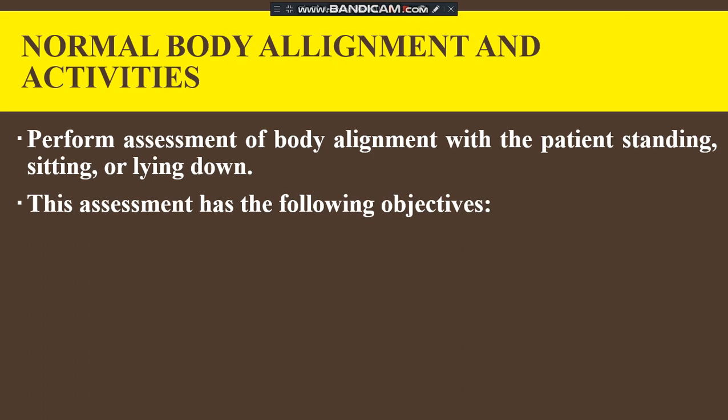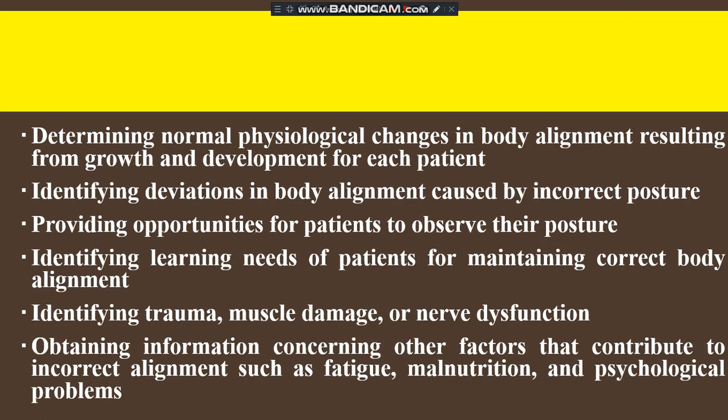and it has certain objectives, like determining normal physiological changes in body alignment resulting from growth and development for each patient. In some patients it may vary from childhood up to adulthood. There may be several kinds of developmental changes that may happen to each individual, irrespective of their age group. Many of them have disease conditions like poliomyelitis, etc., that may affect their body alignment.